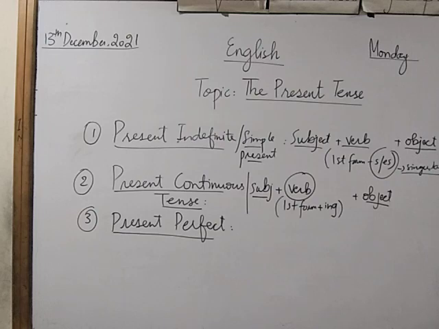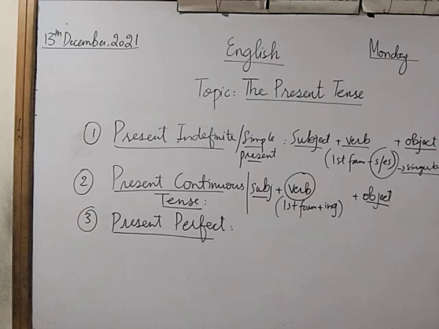So far we have revised two kinds of the present tense, present indefinite tense and present continuous tense. And we have revised the structure of it. Now, I would like Hasib to tell me the structure of present perfect tense. Yes, Hasib Hussain. Would you like to tell me?